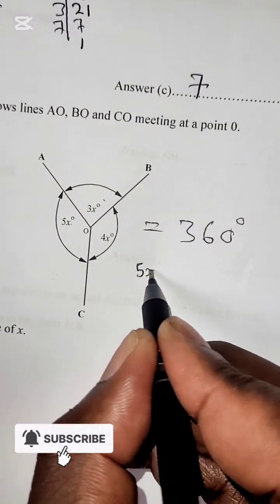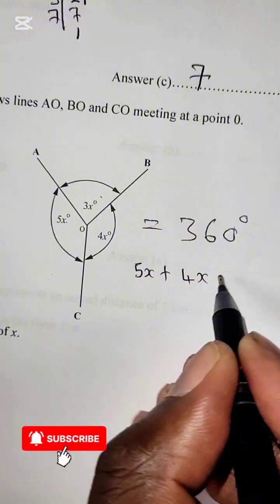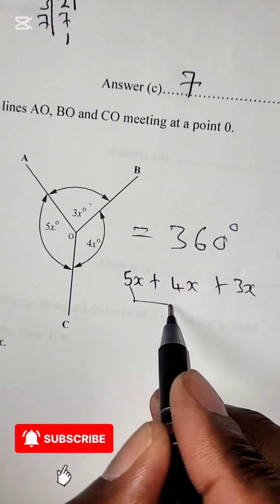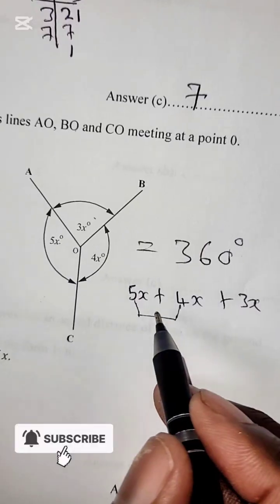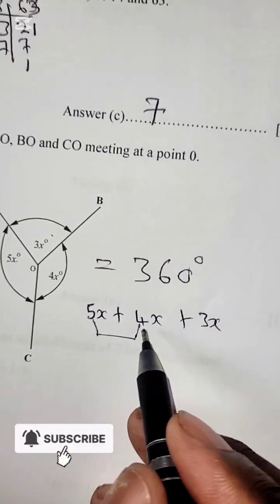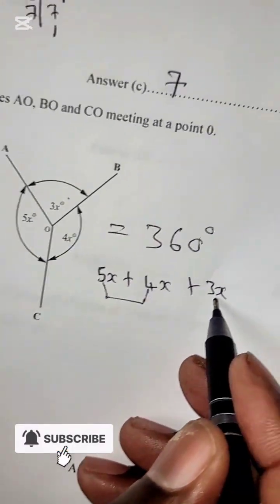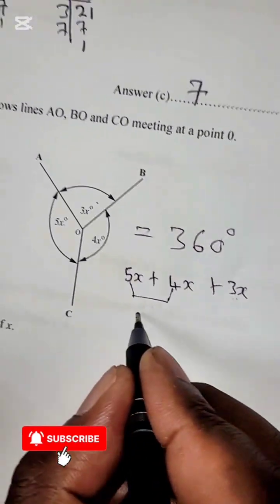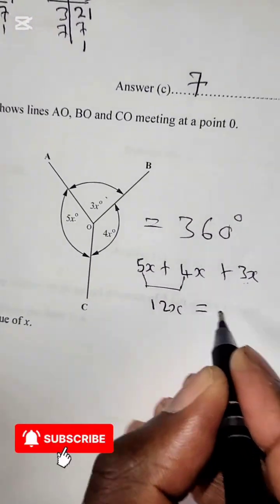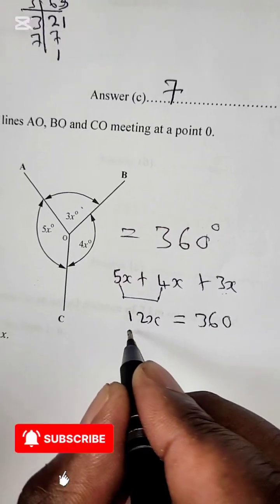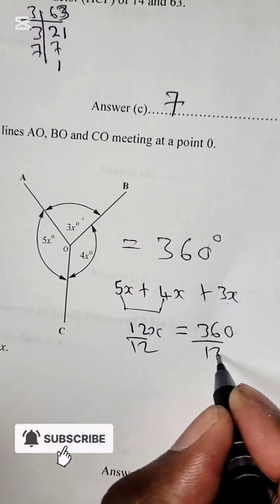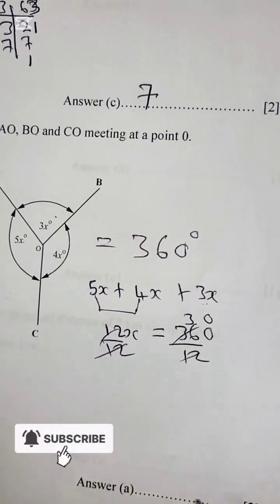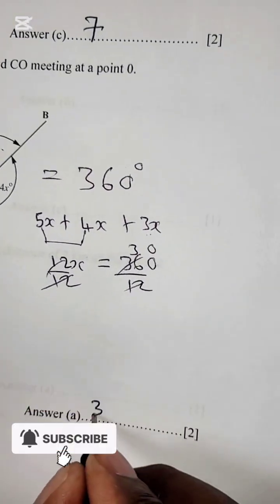So we're going to say 5x plus 4x plus 3x. So 4x plus 5x, that's 9x plus 3x, we get 12x. Okay, so 12x is equal to 360 degrees. We divide by 12. So 12 into 36, that's 3 and 0. So x is equal to what?